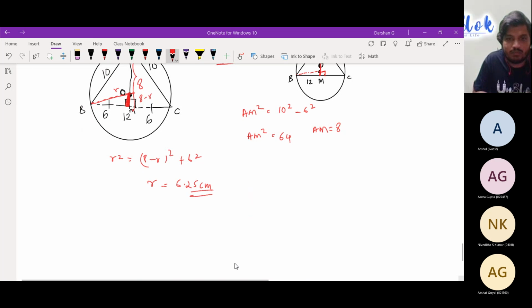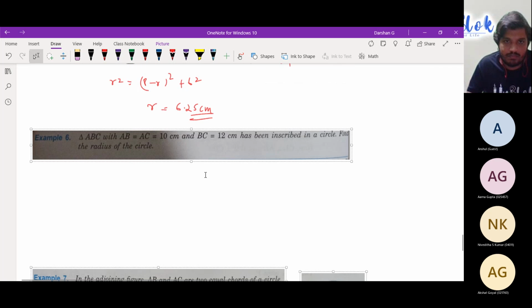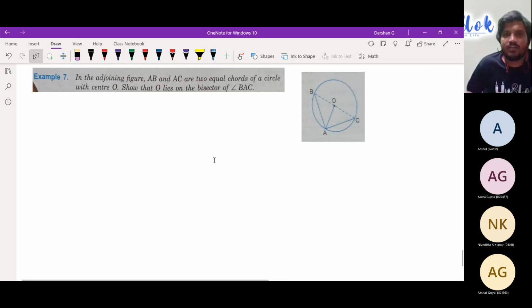Okay, next problem. Let's move on to the next problem. This is easier than the previous one. Seventh problem. In the adjoining figure, AB and AC are two equal chords of a circle with center O. Show that O lies on the bisector of angle BAC. This is the question.